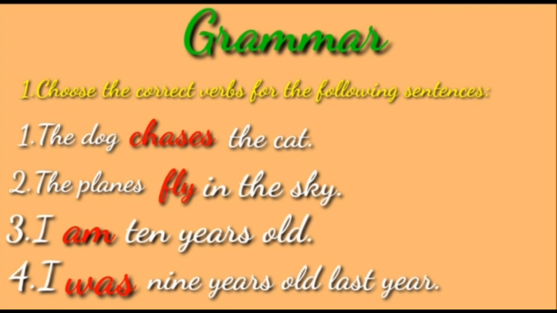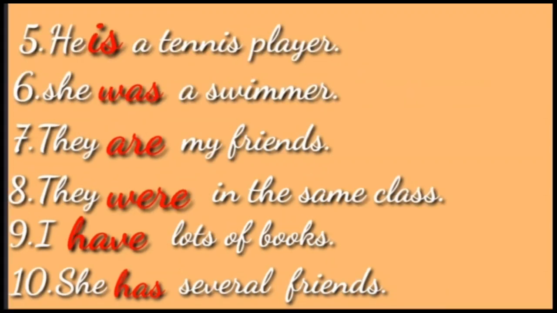Then, fourth one. I was 9 years old last year. Here, the verb is was. So, here, with subject I in past tense, was will come. Are you clear, children? Subject I in present tense, am. I in past tense, was. Then we are moving to the fifth one.